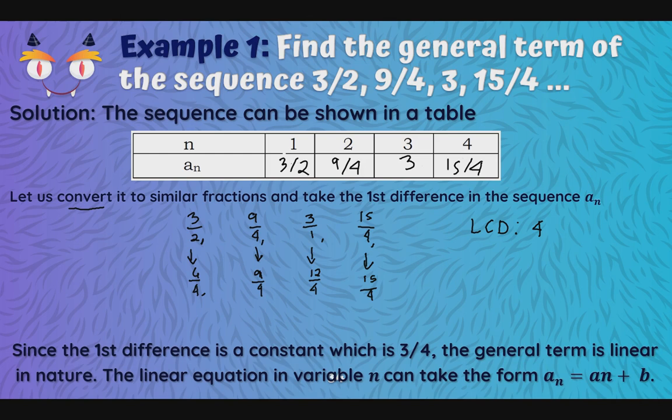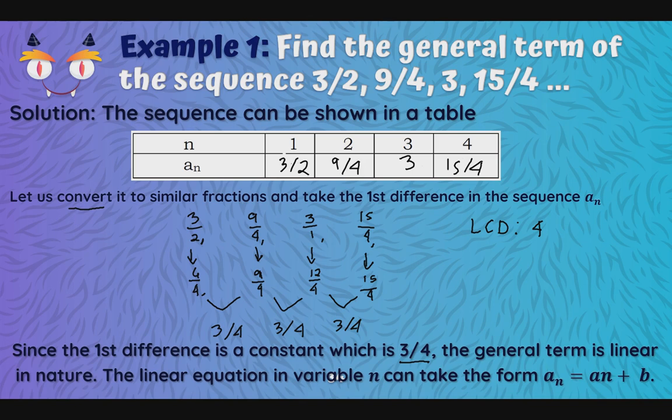Now, let us get the differences of these fractions of each term of the sequence. Now, 9 minus 6 is 3 over 4, we just copy the denominator. 12 minus 9 is also 3, copy the denominator. And the last, 15 minus 12, is also 3 over 4. As we can see here, they have a common difference of 3/4. They are the same, in short, constant.